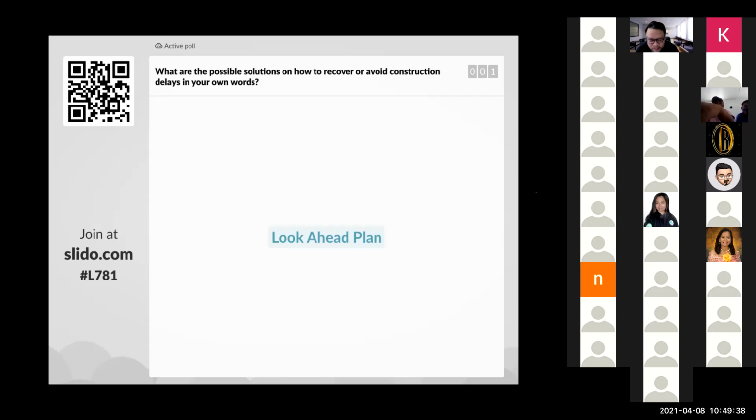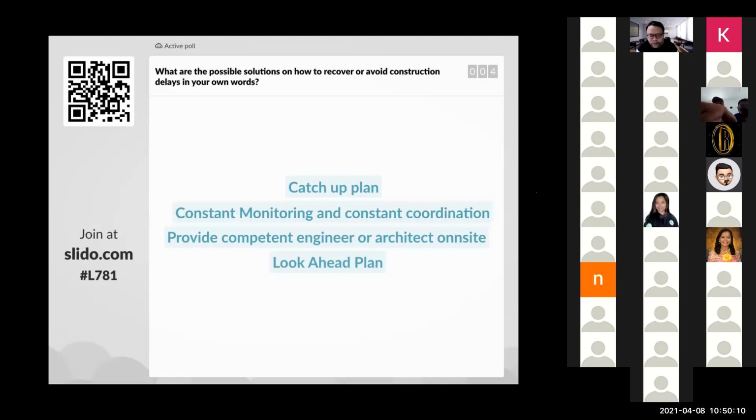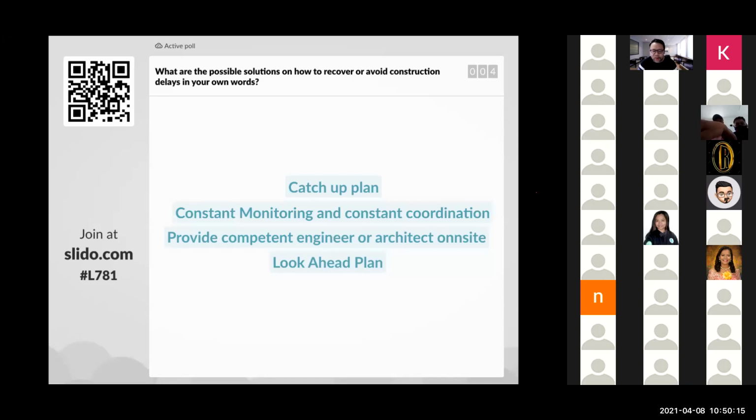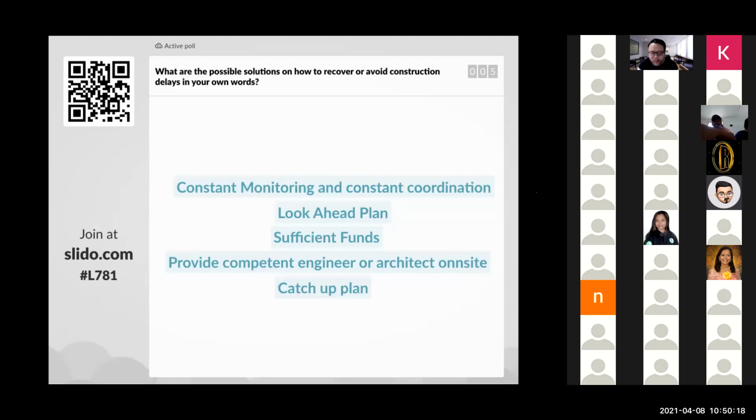Wow, very nice. Look ahead plan. Wow. So, dapat, no, mga contractor, this is the very basic requirement in project implementation. That's one, no? During kick-off meeting, binabanggit talaga yung look ahead plan, no? Minsan, sinasabi 2 weeks look ahead plan or 4 weeks, no? If you don't have look ahead, no? Okay. Catch-up plan. Well, very good. Kung may catch-up plan ka, ibig sabihin na-delay ka na, no? So you need to catch up the plan. So provide catch-up plan. Constant monitoring and constant coordination. Okay? Very good.